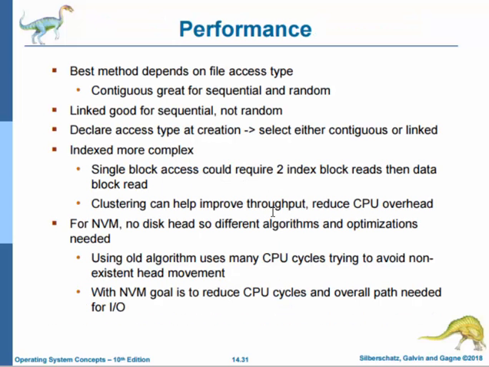Now, the allocation methods that we have discussed vary in their storage efficiency and data block access time, and both are important criteria in selecting the proper method or methods for an operating system to implement. Before selecting an allocation method, we need to determine how the system will be used. A system with mostly sequential access should not use the same method as a system with mostly random access.